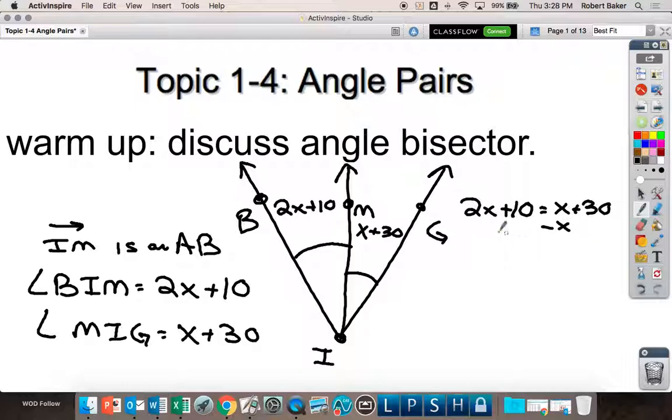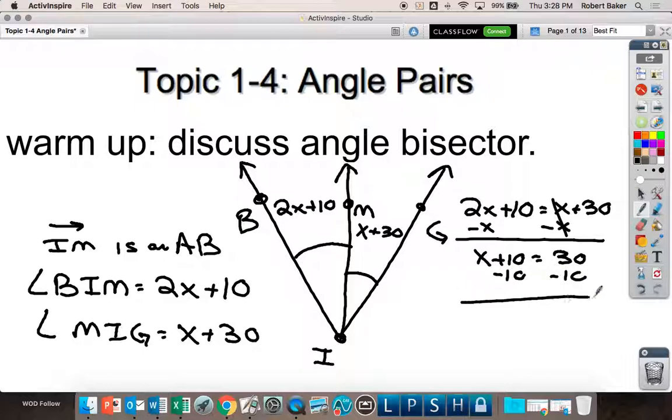Minus X. Minus X. So far, so good. So Mikey nailed it. But yeah, we all got that, but no one cares about X because X is not the answer to the question. How big is angle BIM? 50. 2 times 20 is 40 plus 10 is 50.